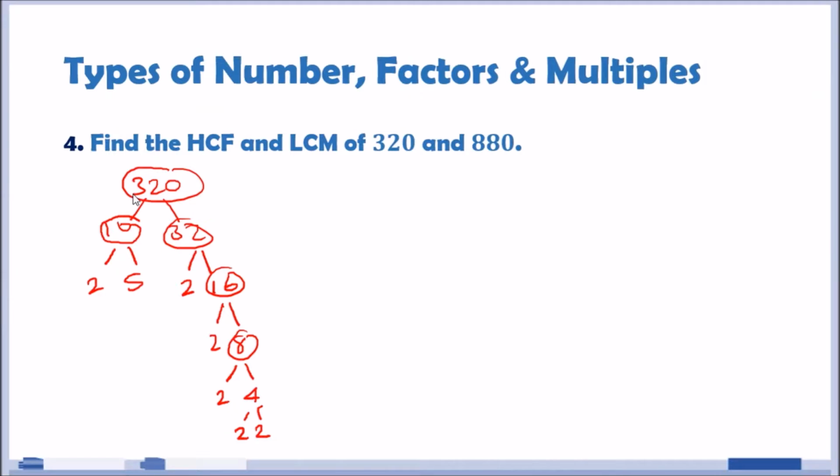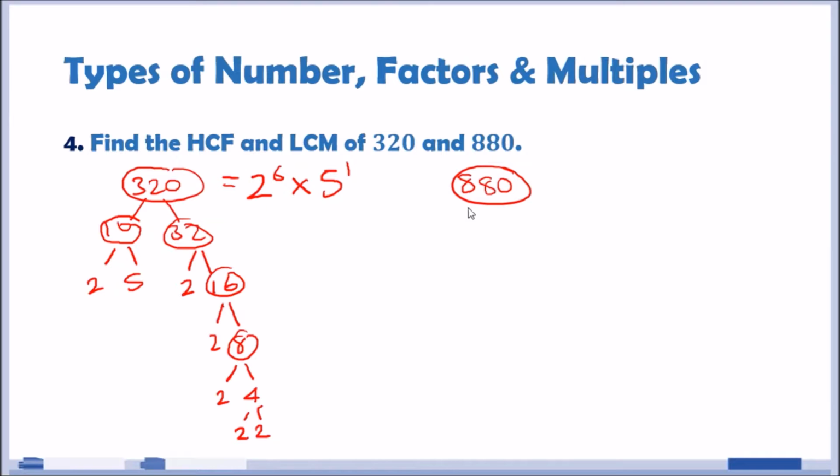Easy. So I'll just circle these to show that we're not using them, and we can just list how many 2s we have. So we had 1, 2, 3, 4, 5, 6. We got 2 to the power 6 times how many 5s? 1. Good. And then we do the same thing for 880.